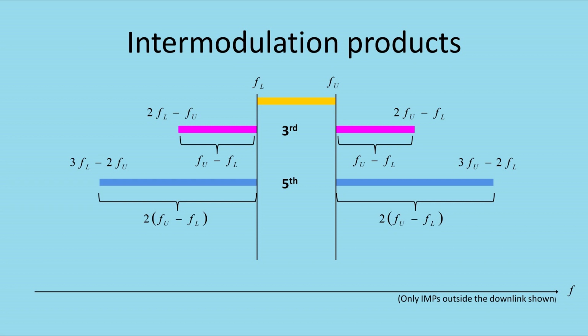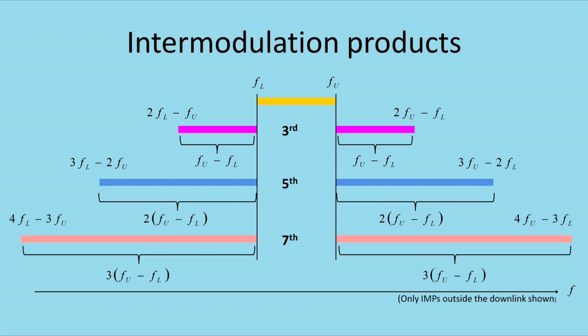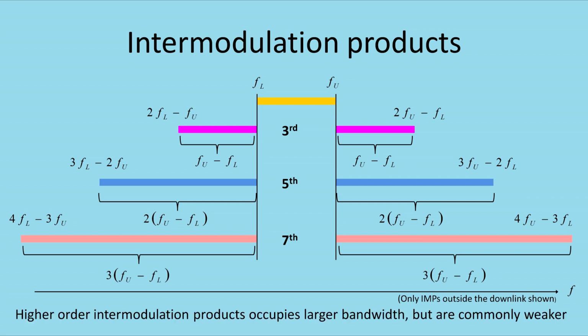The fifth-order products will occupy twice the bandwidth of the original band symmetrically. And finally, the seventh-order intermodulation products will occupy 3 times the original bandwidth on both sides as shown in the figure. So, higher-order intermodulation products occupy larger bandwidth, but are commonly weaker.